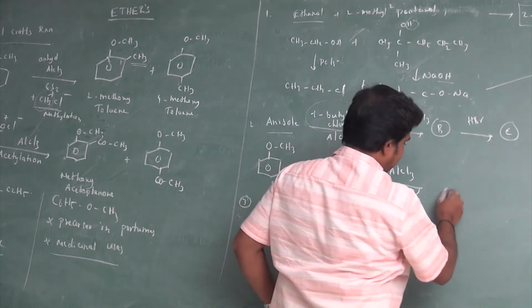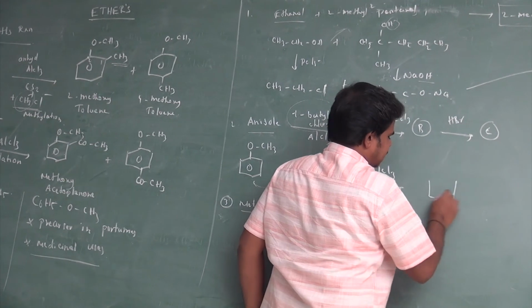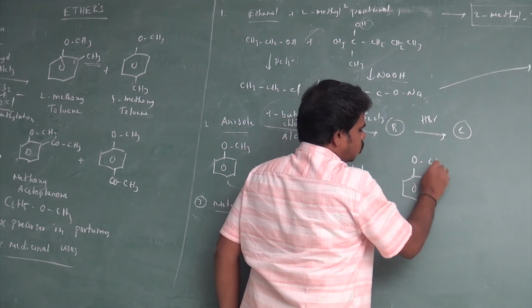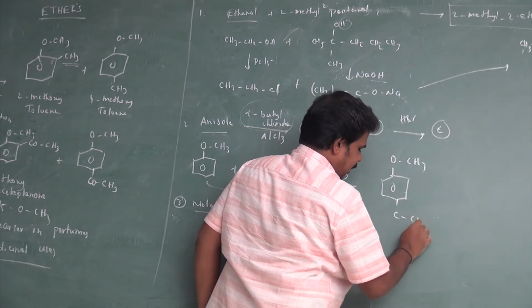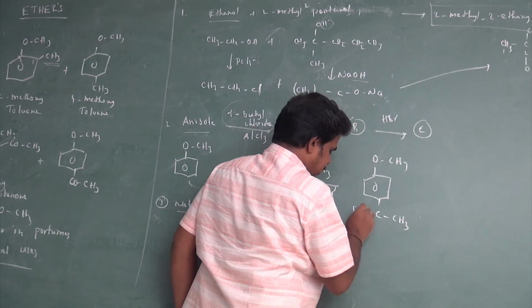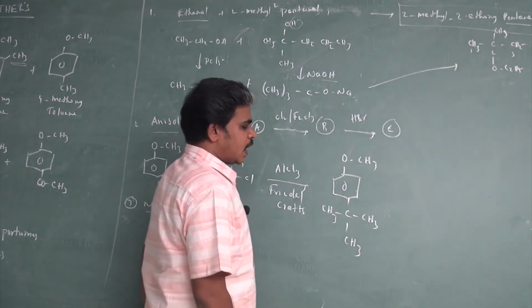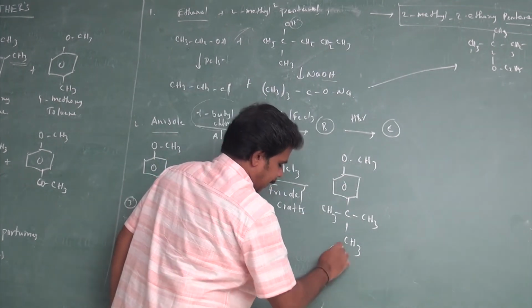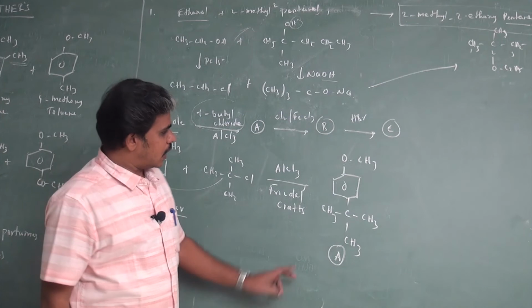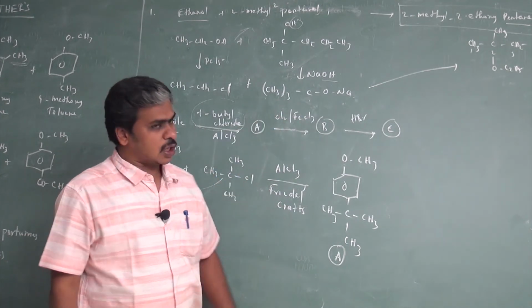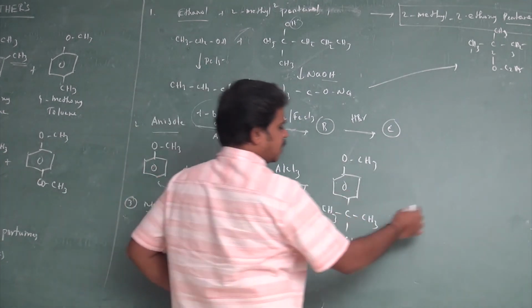So the A is, what is that? Here C6H5, O, CH3, and C, CH3, CH3, and here CH3. So that is A, it is the compound A. Now compound A is treated with chlorine.